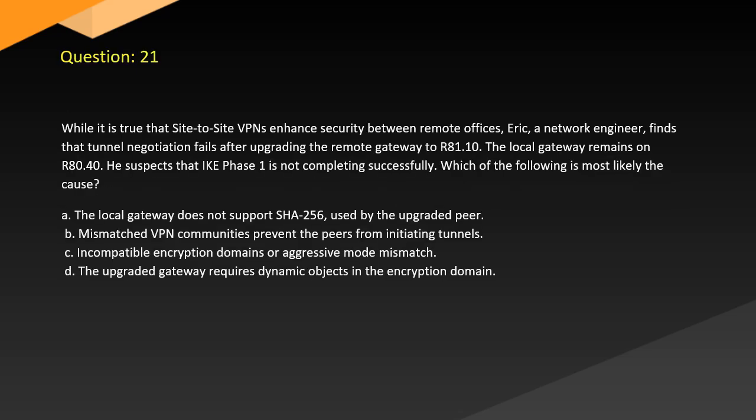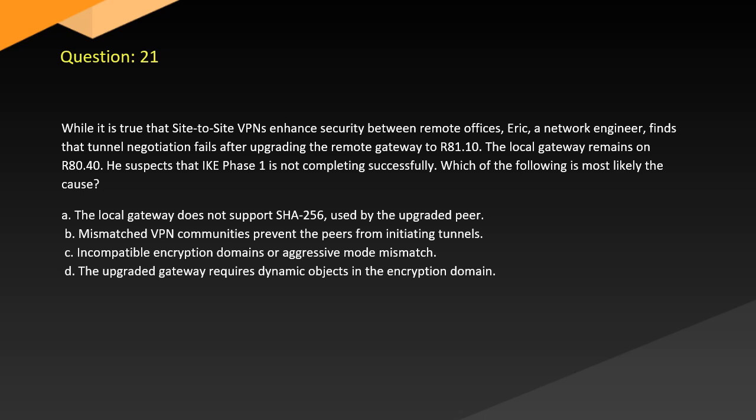Question 21. While it is true that site-to-site VPNs enhance security between remote offices, Eric, a network engineer, finds that tunnel negotiation fails after upgrading the remote gateway to R.10. The local gateway remains on R.40. He suspects that IKE phase 1 is not completing successfully. Which of the following is most likely the cause?